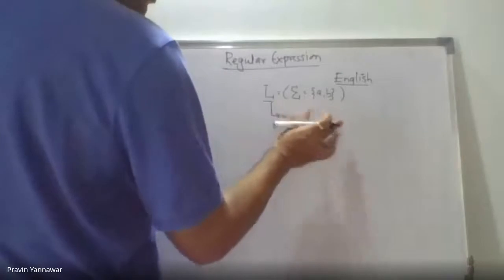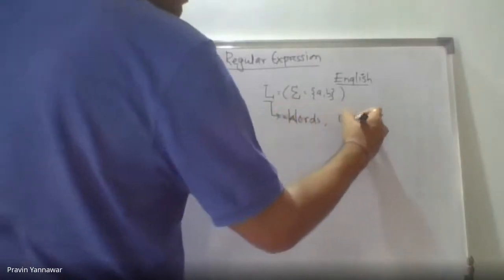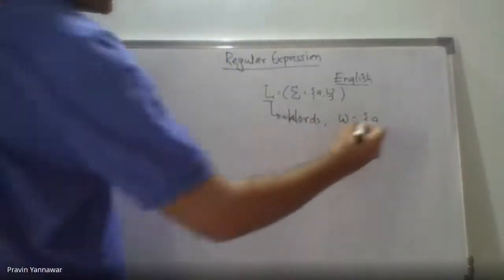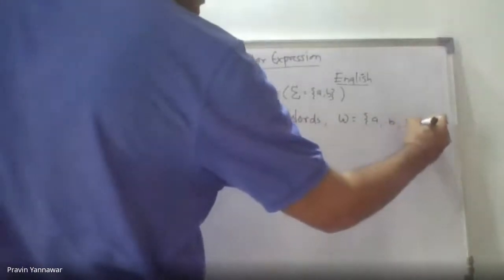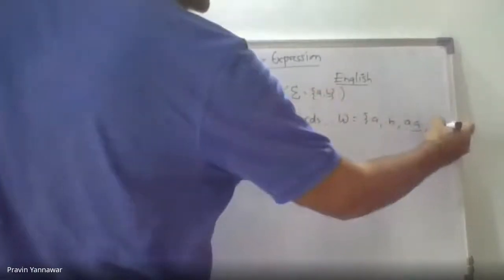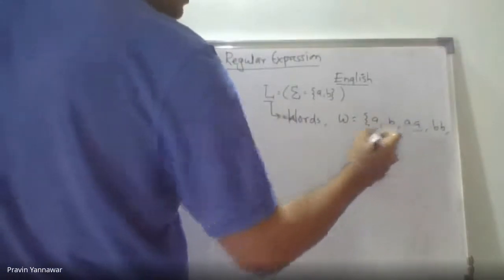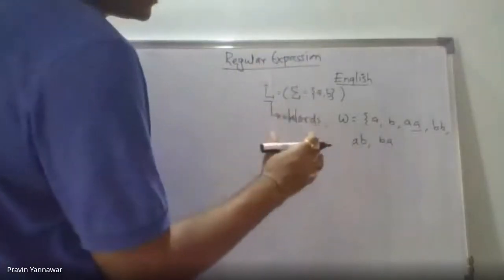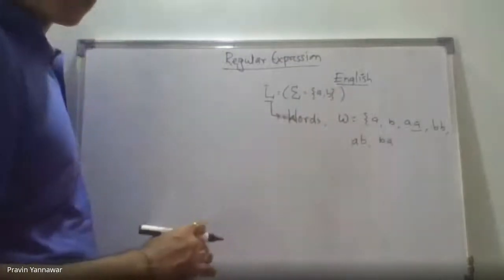must be words, which we'll call W. So one word is A, the second word is B, the third word can be A A, two repetitions of A, then two repetitions of B, then a word AB, and a word BA. But in any case, you will have a word where only A and B participate.